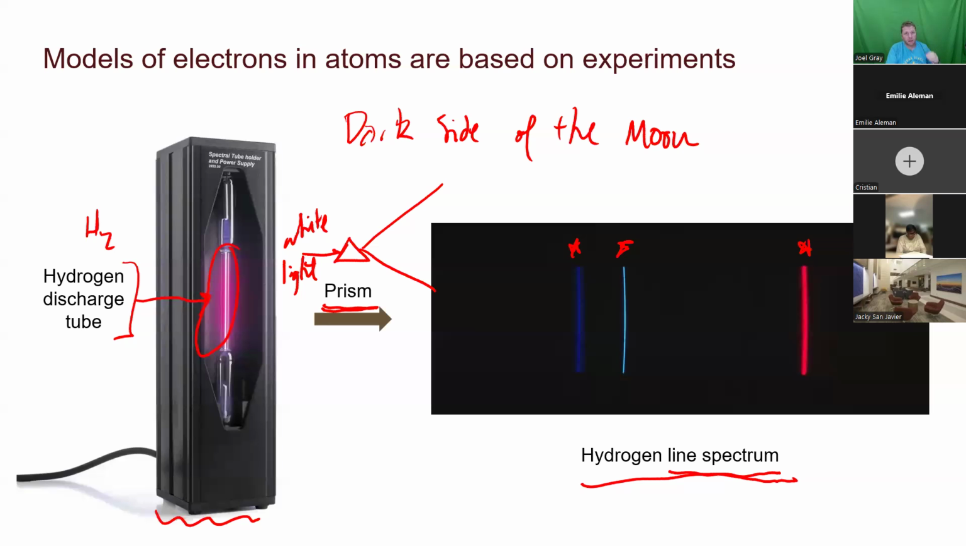Now, can I get a thumbs up if you think that different gases will produce different line spectra, and a thumbs down if you think, oh no, they're all going to produce the exact same one?